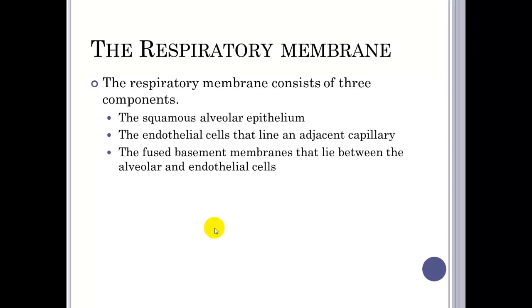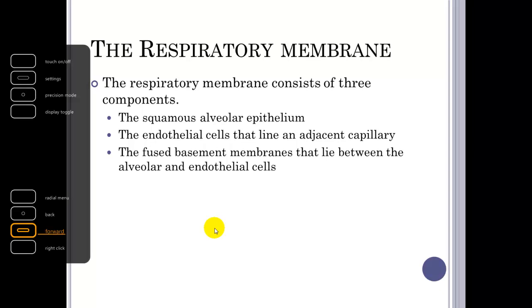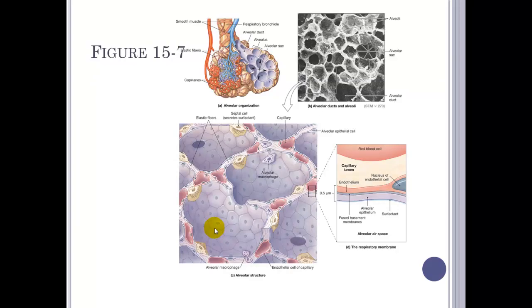The respiratory membrane consists of 3 components: the squamous alveolar epithelium, the endothelial cells that line the adjacent capillary, and the fused basement membranes that lie between the alveolar and the endothelial cells. So in the alveolar epithelium, surfactant is going to be here. This is a fused basement membrane, and this is the capillary lumen. So we're not talking about a very large area. We're talking about 3 cell layers thick for the entire alveolar sac.